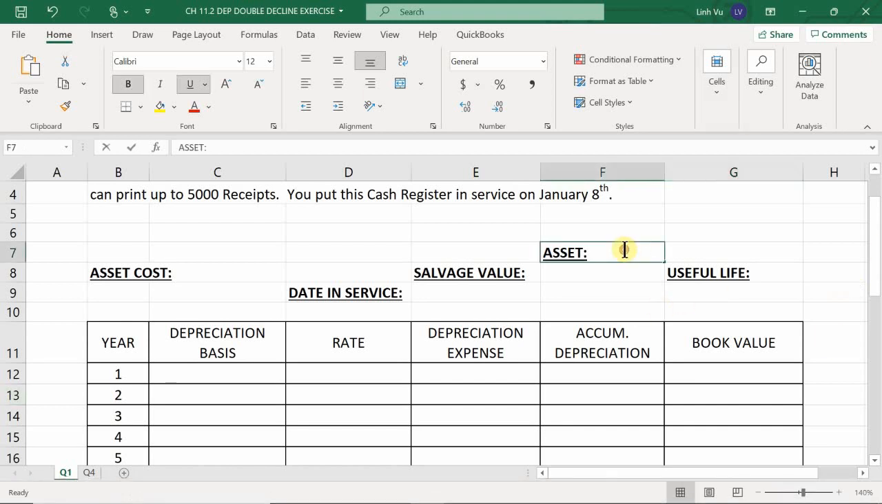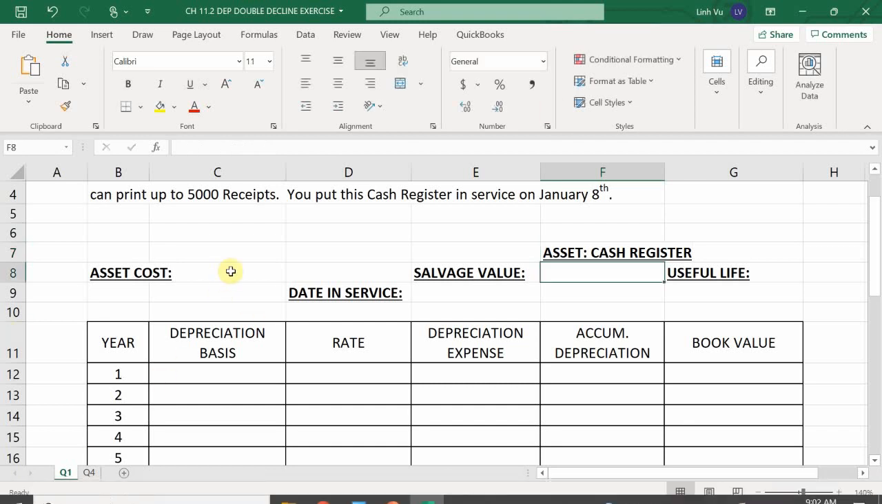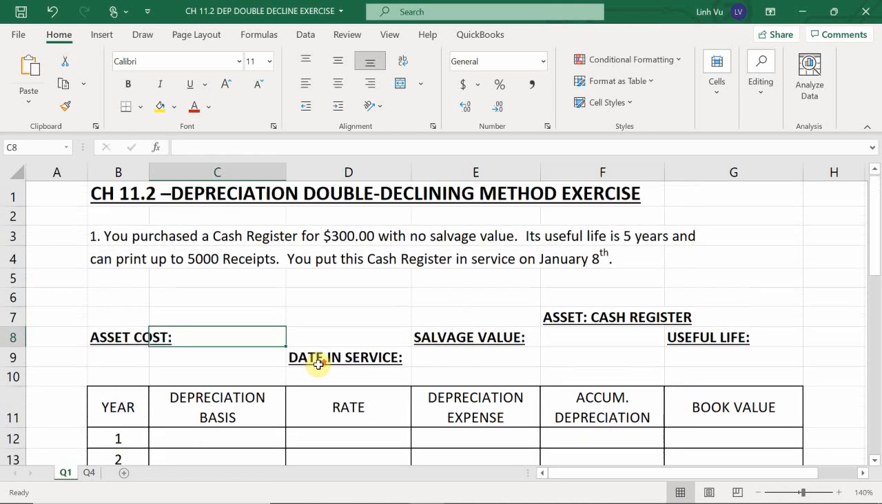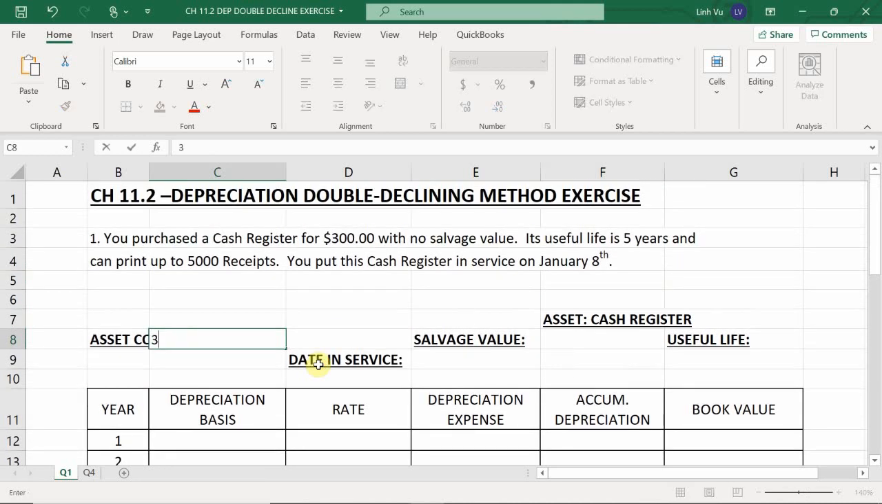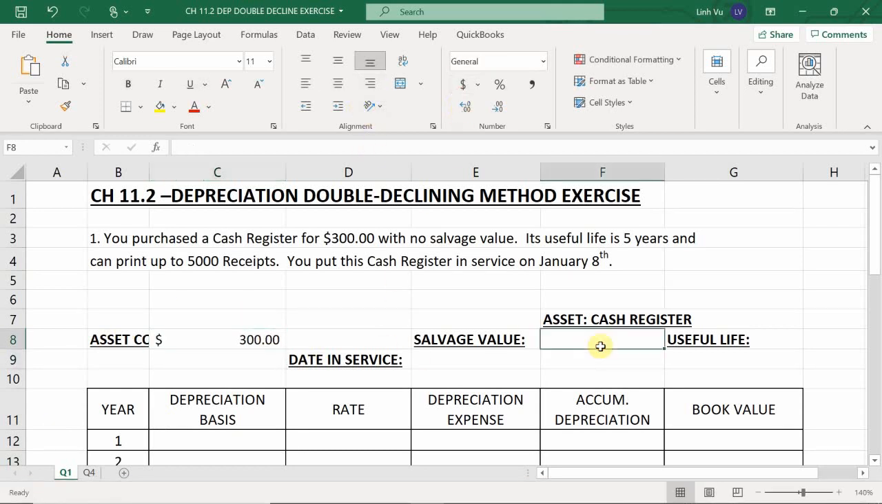So what did we buy? We bought a cash register, right? How much is my cash register? $300. What was my salvage value? It has none. There's no salvage value. And then Maribel answered the useful life is 5 years. And in this case, we don't care about how many units it can produce because we're focusing on time in regards to this depreciation, right?